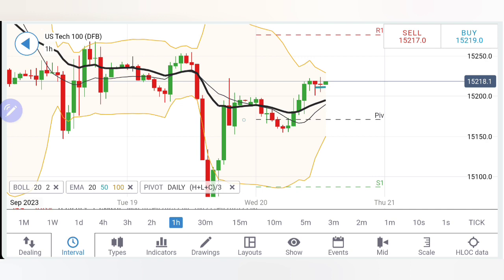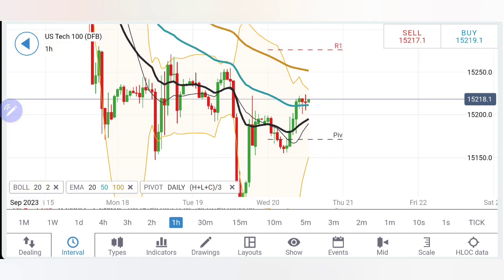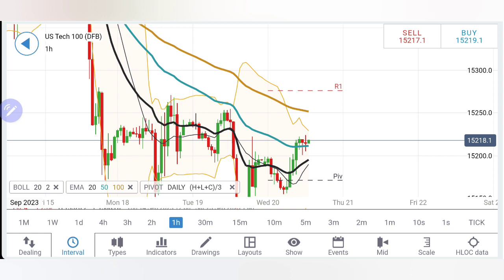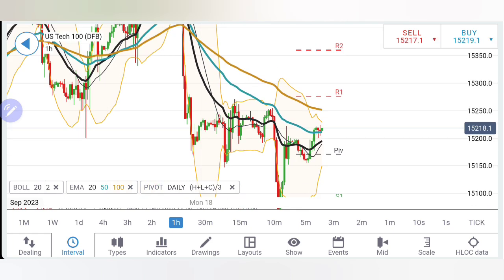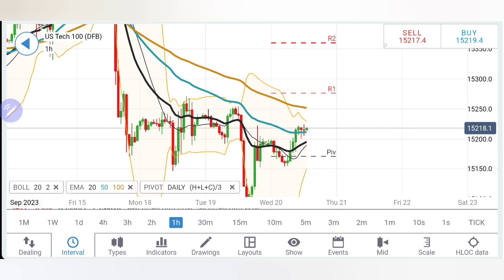Now let's have a look at the hourly charts here. See, it has to break past this zone here, and specifically Tech 100 has to stay above 15,250, 70 levels. If it breaks past this zone, then you can say certainly there is bullish momentum, and ultimately I will look forward to 15,300 levels to be breached in order to confirm the rise.